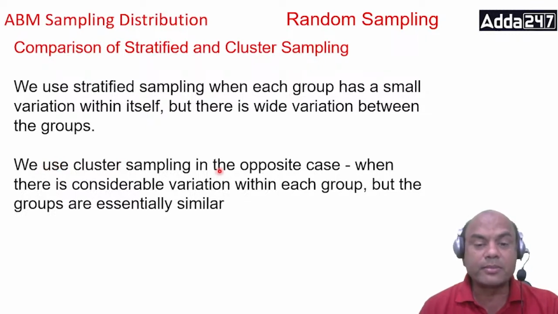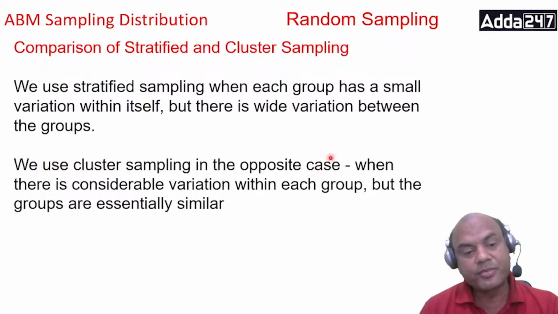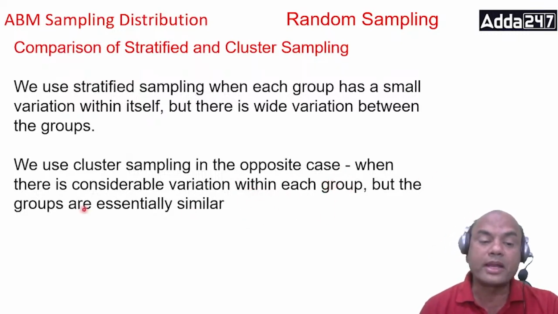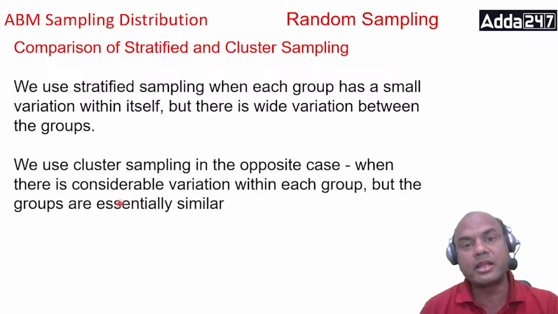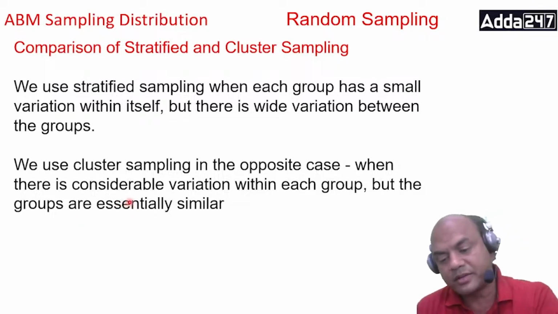We use cluster sampling in the opposite case. When there is considerable variation within the group, Goa, MP, UP, but groups are essentially similar. Means in Goa also I am having 80 to 90%, in UP also, in Tamil Nadu also, I am having it everywhere, right?